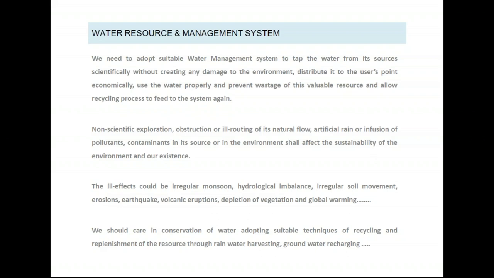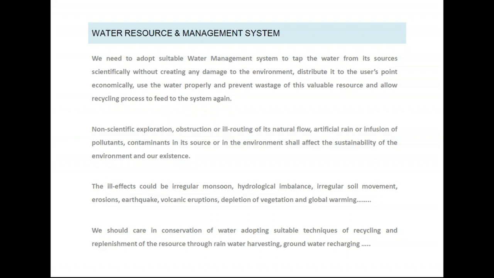Non-scientific exploration, obstruction, or ill routing of its natural flow, artificial rain, or infusion of pollutants and contaminants in its source or in the environment shall affect the sustainability of the environment and even our existence. The ill effects could be irregular monsoon, hydrological imbalance, irregular soil movement, erosions, earthquake, volcanic eruptions, depletion of vegetation, global warming, and so on.